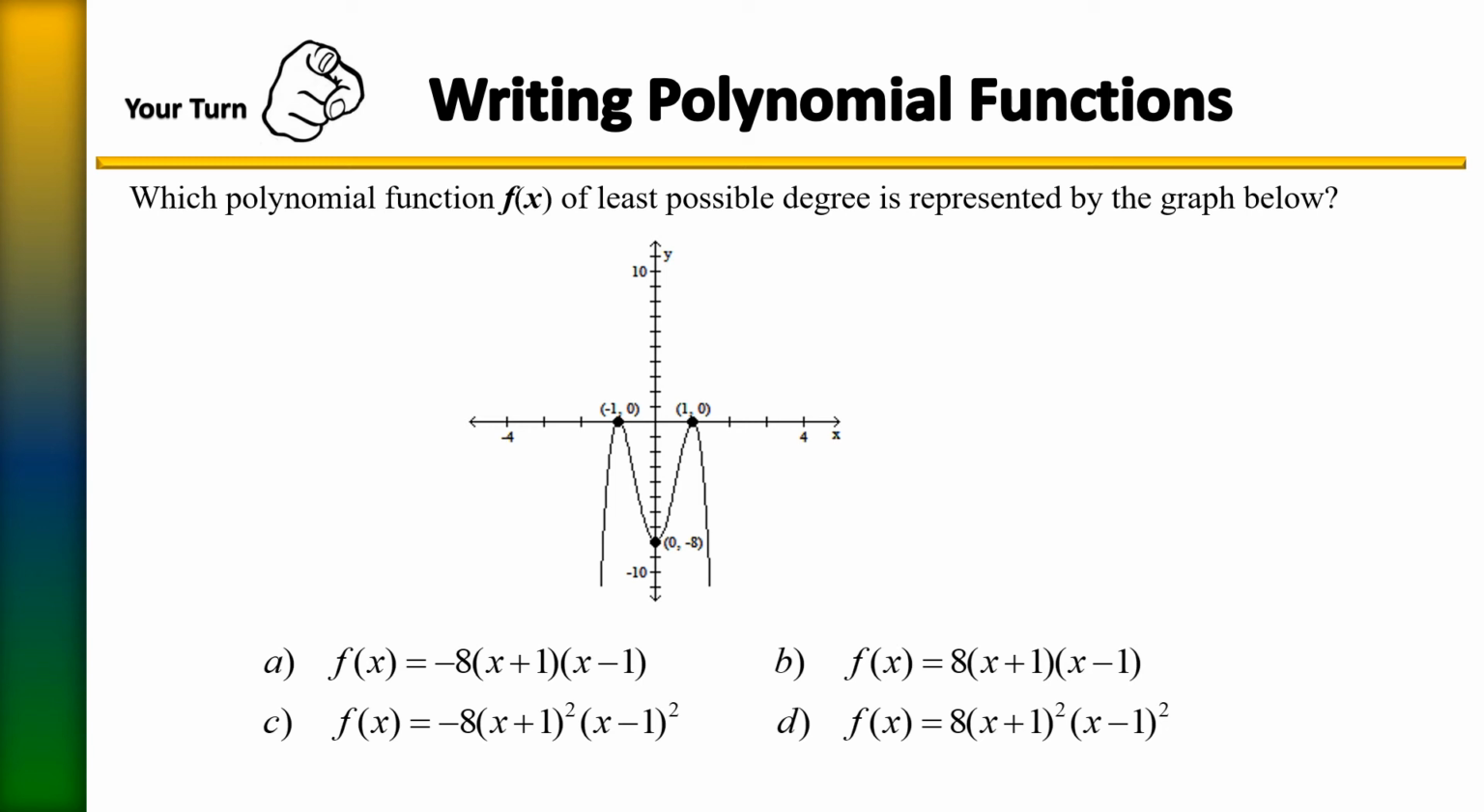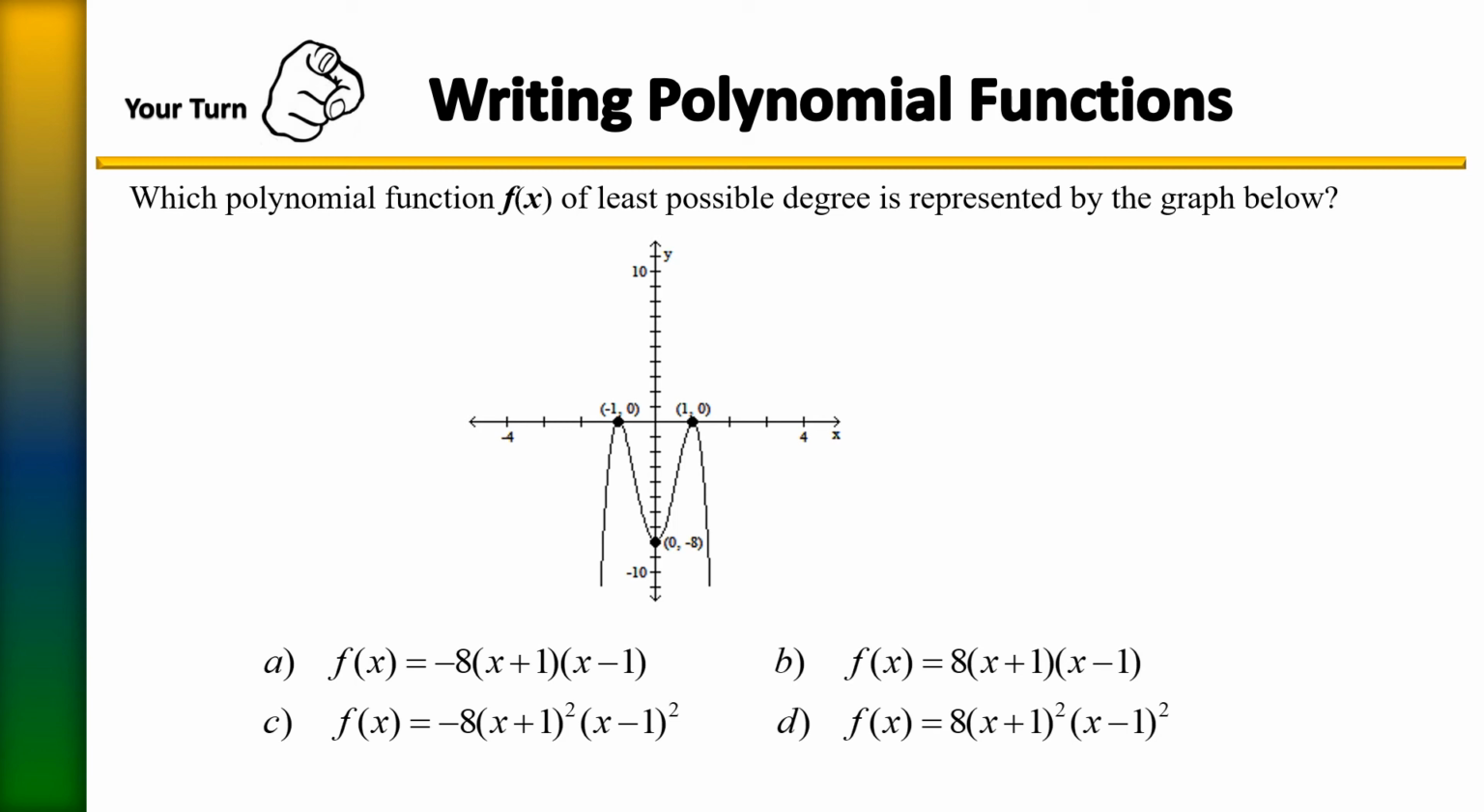Okay, so what I see here in terms of the end behavior of the graph itself, the fact that both ends are facing downward, it means that we have here an even polynomial function, and that the coefficient of the leading term is negative, which means I can already cancel out B and D because there's no way possible that either one of those could be the answer.